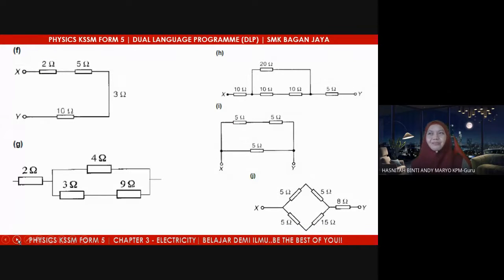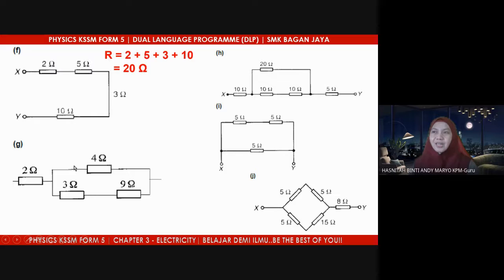Okay, F. How to look at this circuit? What kind of circuit do we have here in F? We have 2 points, X and Y. In between, we have 2 ohm, 5 ohm, 3 ohm, and 10 ohm resistors, which are connected in series. Yeah, series. Ini satu saja, one way only, one path. So they are in series. So you just add 2 plus 5 plus 3 plus 10. So it will give you 20 ohm. Ini senang saja.